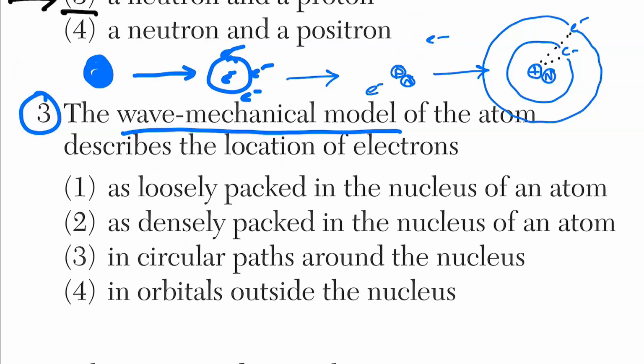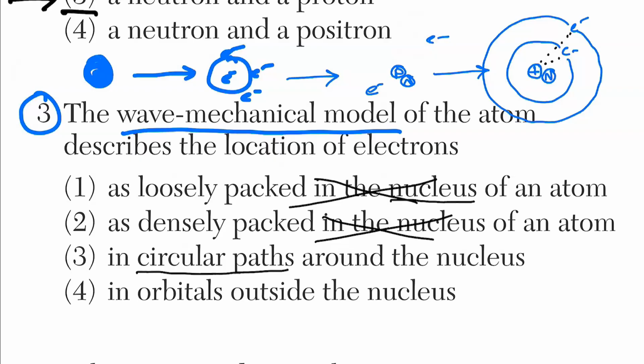So you need to know that the circular paths that everyone wants to think about in these questions are the Niels Bohr model. That's not the current model of the atom. The idea that the electrons are loosely packed in the nucleus is in no one's model. Electrons are never in a nucleus. The nucleus was discovered by the gold foil experiment by Ernest Rutherford, shooting alpha particles. Electrons were never discovered in a nucleus, because the nucleus is positive because of the protons. And electrons densely packed in the nucleus, for the same reasoning, does not make any sense.